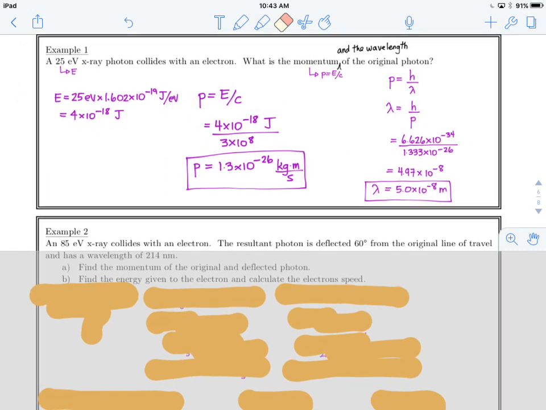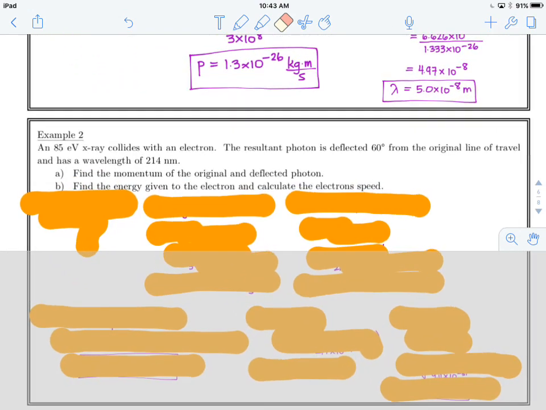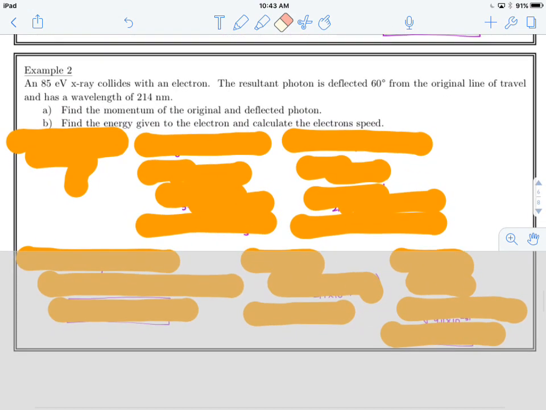All right, so now let's look at an example of the Compton effect. This is example 2 that we're going to do now. An 85 electron volt X-ray collides with an electron. The resultant photon is deflected 60 degrees from the original line of travel and has a wavelength of 214 nanometers. We want to find the momentum of the original photon and the deflected photon. So there are 2 things that we have to do for part A. And in part B, find the energy that's given to an electron and calculate the speed.